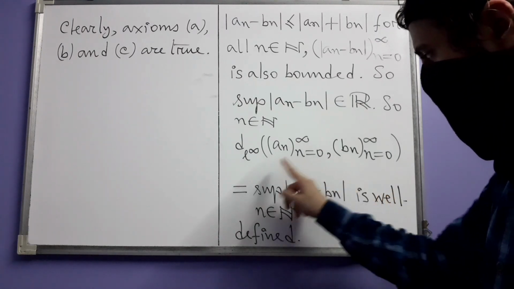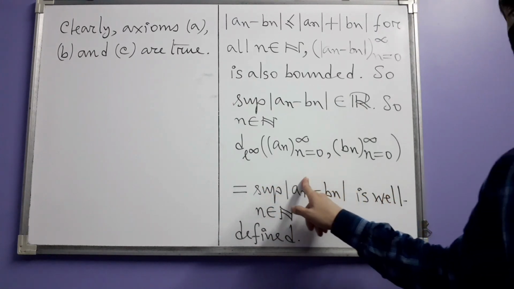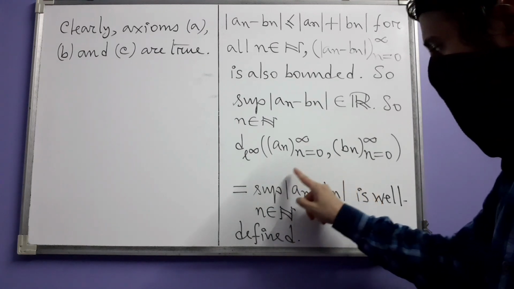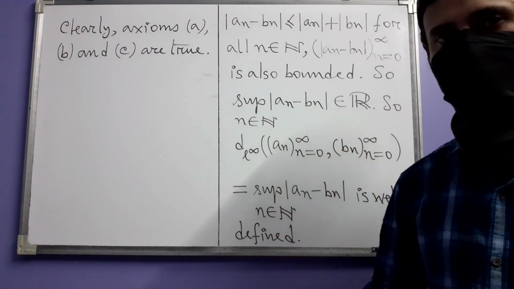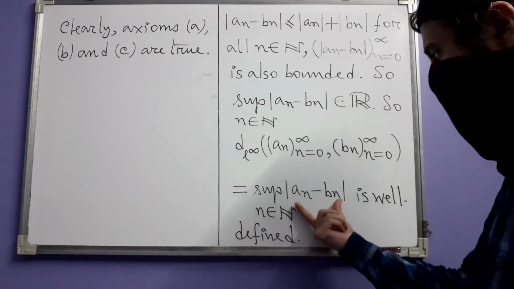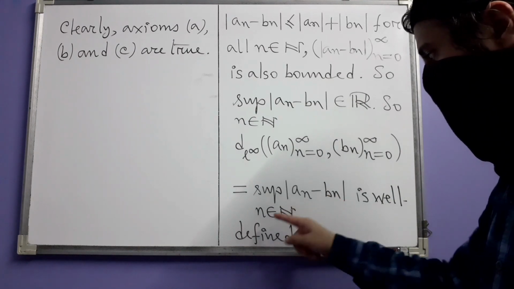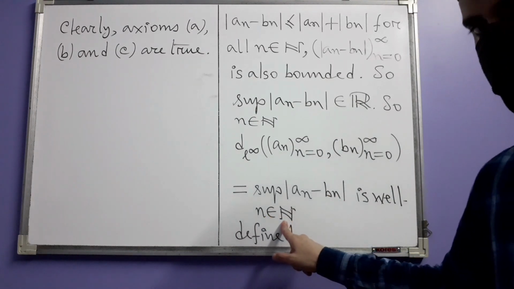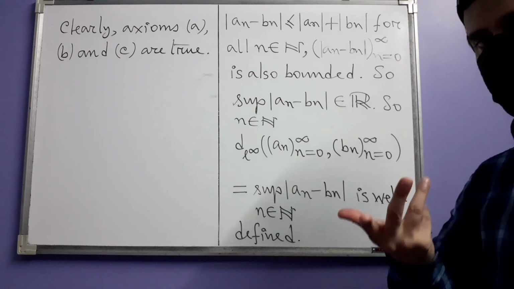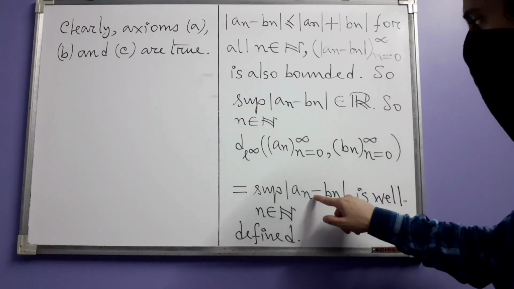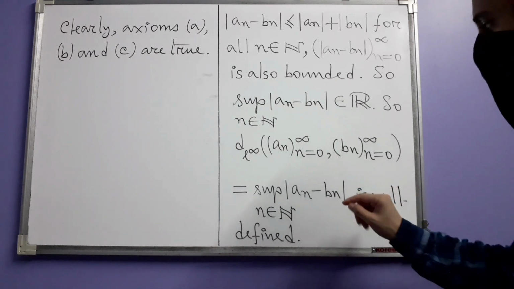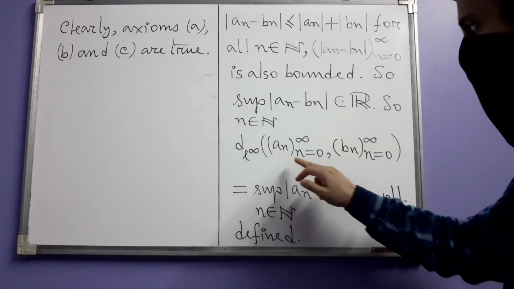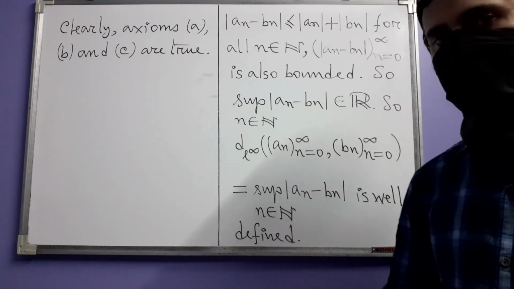So what are you looking at here? Here you are seeing the supremum of a set of real numbers, where the elements look like this, and as n varies over the set of natural numbers, you get infinitely many elements. One of those elements is a positive real number. Why? Because it corresponds to that n for which an and bn are different.